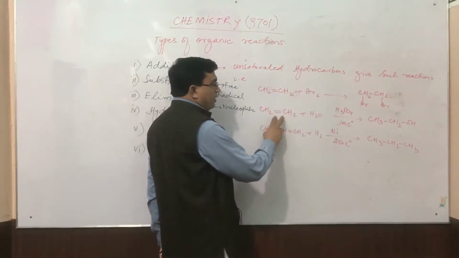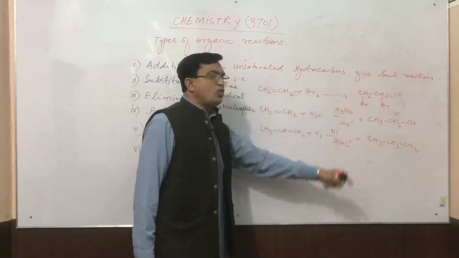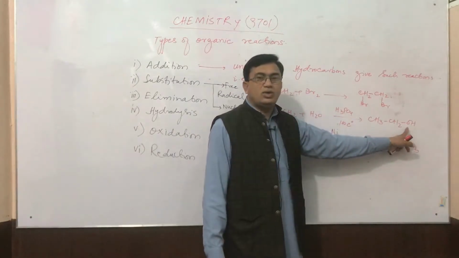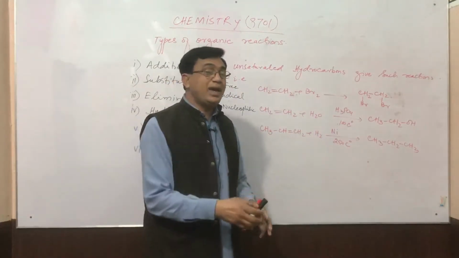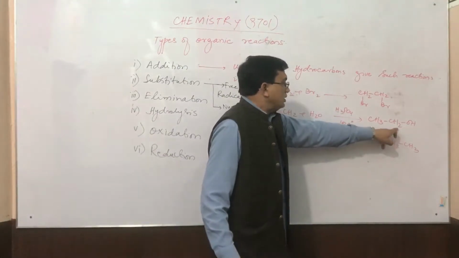For example, we have already learned that ethene is treated with water in the presence of phosphoric acid as a catalyst at 100 degrees centigrade, and we will get ethanol, meaning a water molecule is added into the ethene molecule making ethanol.